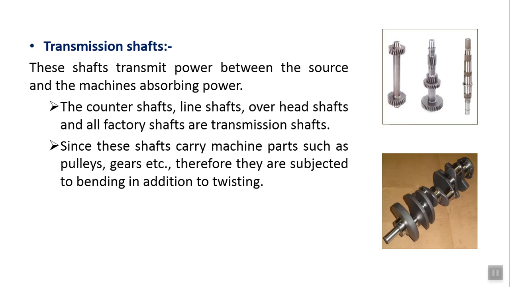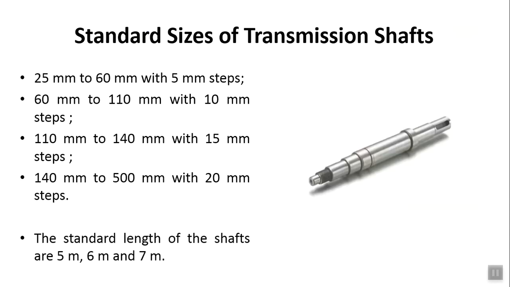And since it supports pulley gears, it can be subject to bending as well as twisting. So this you can see, this is a crankshaft. You might have seen this as a crankshaft. Now this is a specially configured shaft because of the change in its shape. Okay, so these are transmission shafts. So these are the types of shafts.